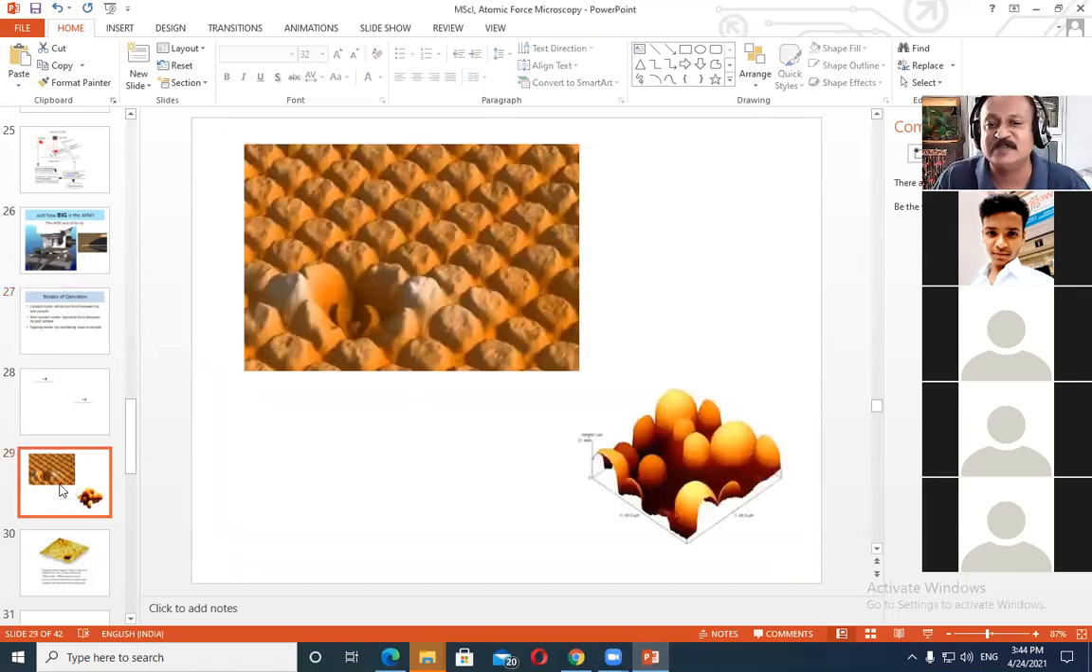So just look at some of the figures that I have taken from the net. Very interestingly, you will find that there are two things happening. One is you get the image of the surface. Can you see the image of the surface? Yes, sir. This is a three-dimensional image. That is one thing. The other important thing is that the probe is moving up and down, and it is moving along the surface.